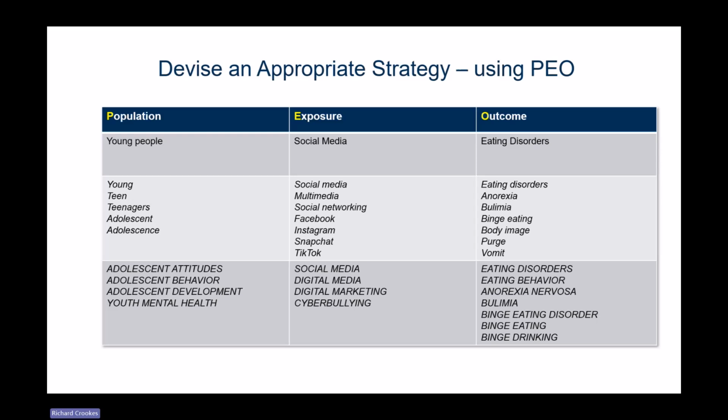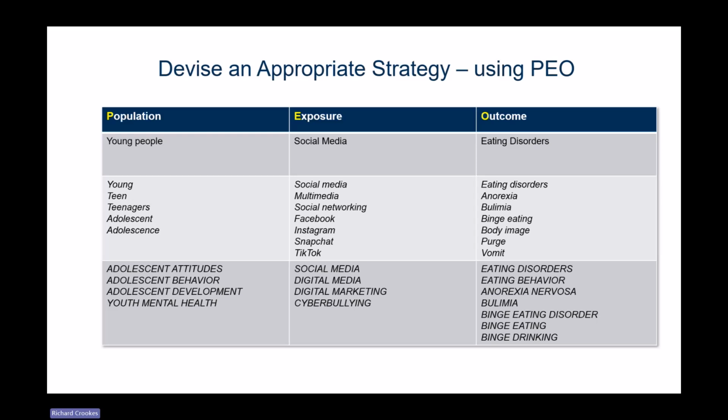Exposure, so this time we're looking at not intervention, not treatment, but an exposure. So it's the exposure to social media, and then the outcome, the impact of social media on eating disorders. So again, these are the three elements. And so we have these three columns.